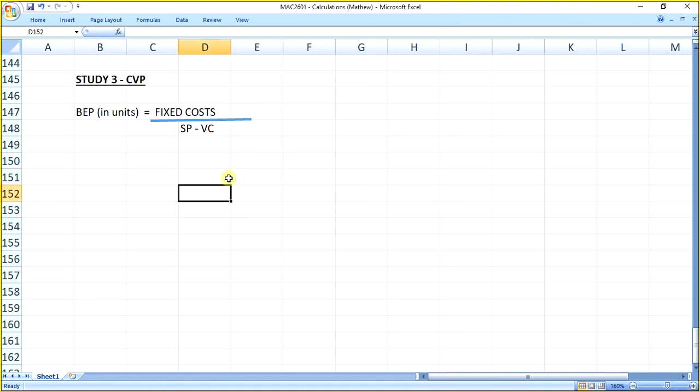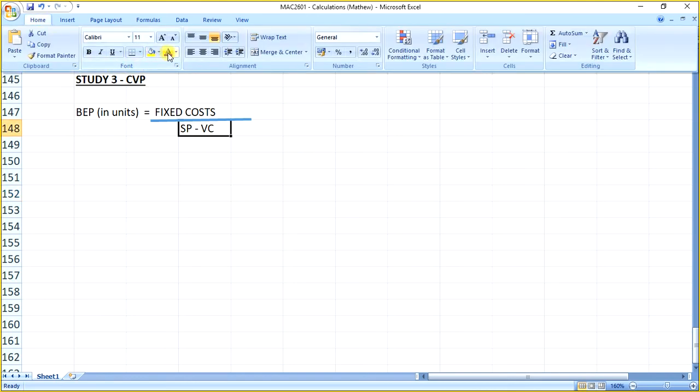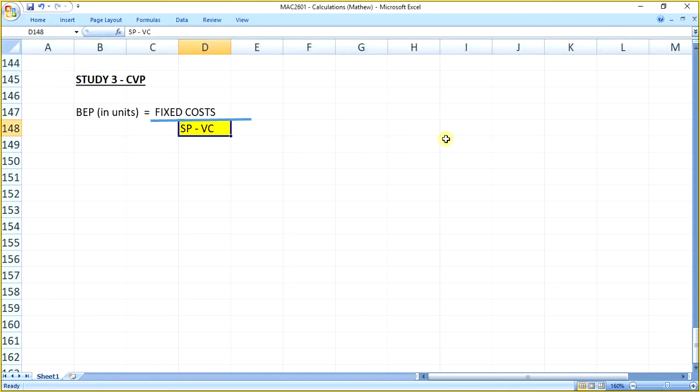You'll see in the textbook, they talk about a contribution per unit. Contribution per unit is just referring to what I wrote there. It's just a fancy way of describing that. Just the selling price minus the variable cost? Yes, but it's per unit. That's why it's contribution per unit. Does that make sense? Yes.